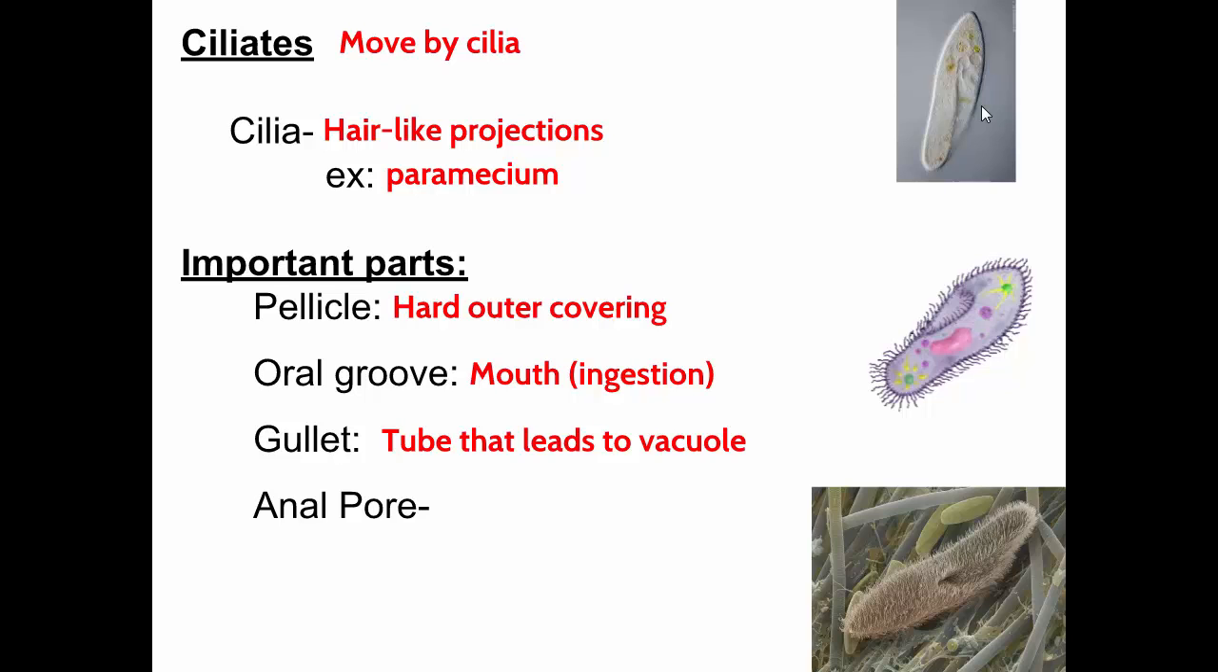But also because these paramecium have this hard shell, they can't remove waste as easily as something with just an outer cell membrane. So they have a part called the anal pore, which opens to the outside to remove waste from the paramecium.